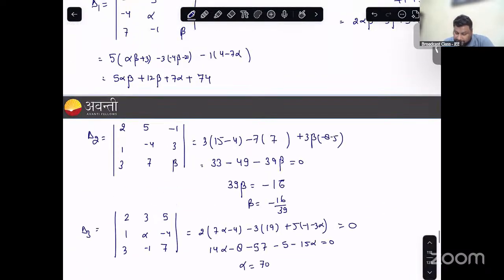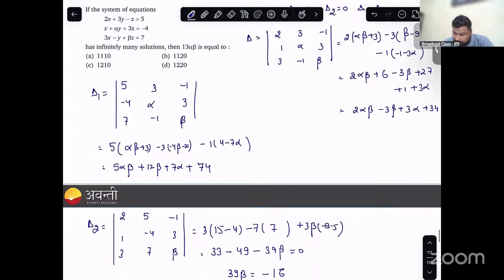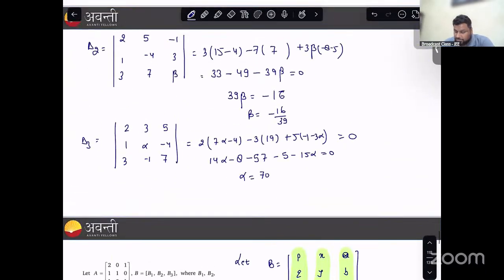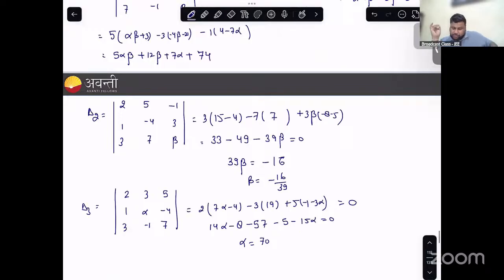Now alpha and beta you got. Now there are two conditions. These values of alpha and beta that you got should satisfy the first equation. The first two equations, which I assume will definitely be satisfied, but I still doubt the value of delta 2. Delta 2.